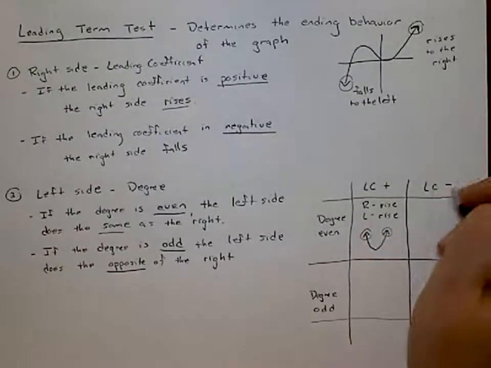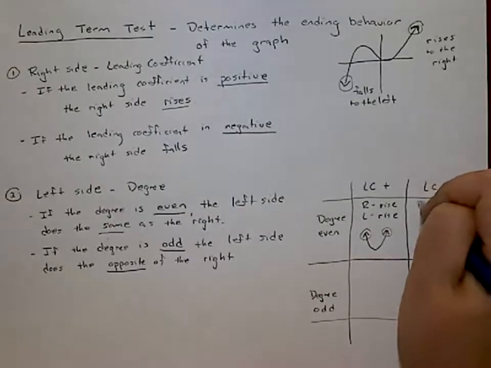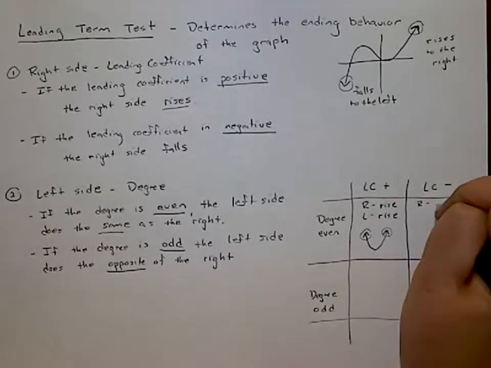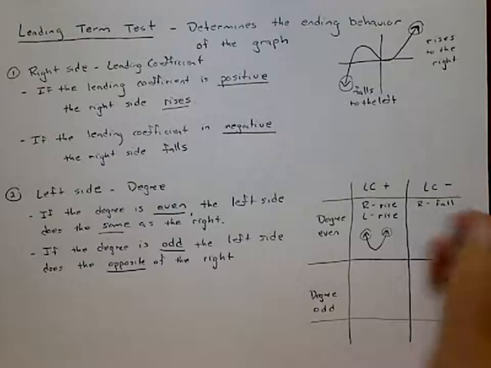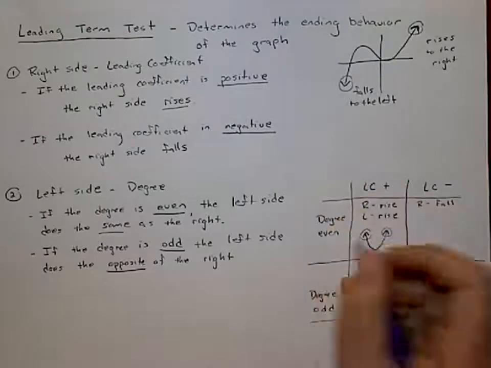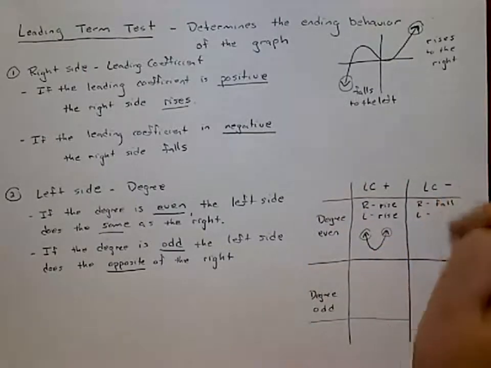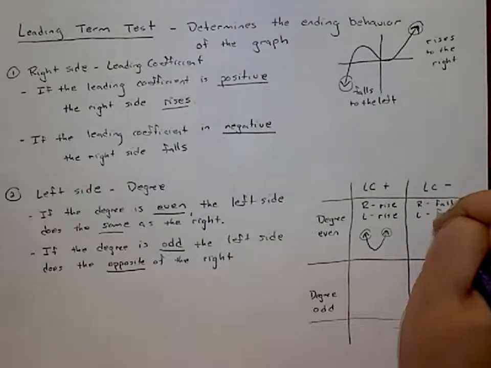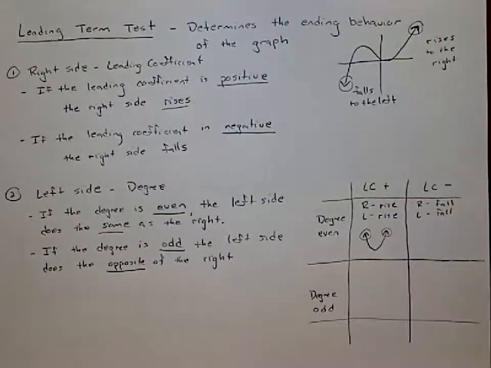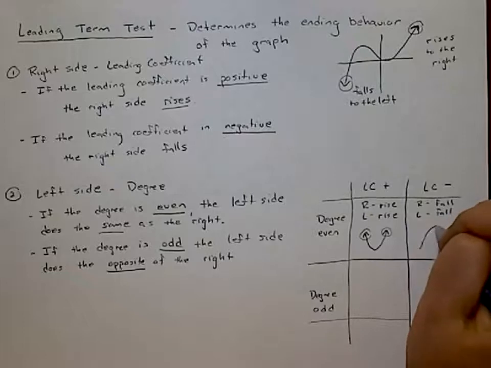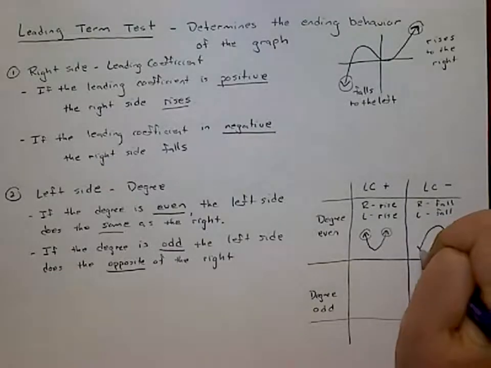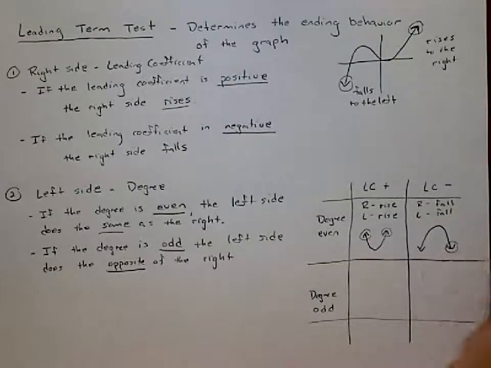Okay? If your leading coefficient is negative, your right side is going to fall, and your degree is even, your left side is going to do the same thing, so it is also going to fall. So that is your downward facing parabola. So the right side fell and the left side fell.